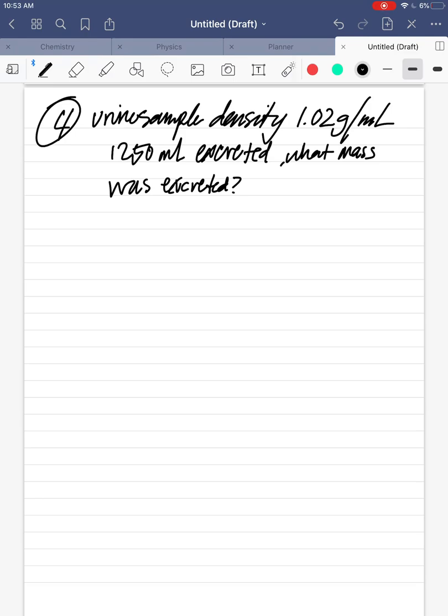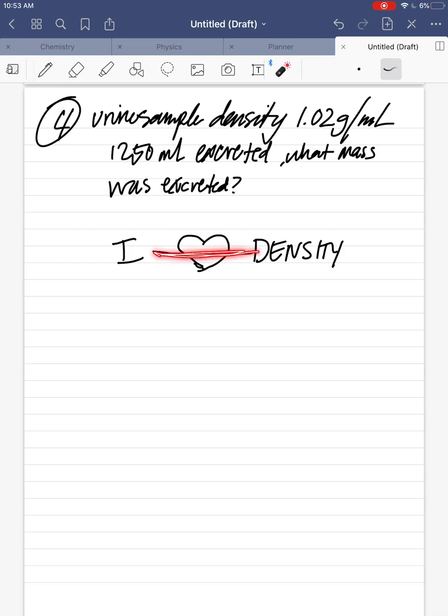Normally when I teach density in physical science, I'll write "I love density." This will help you remember the formula. Well, to be 100% truthful with you, I actually don't love density. If you notice, this line here is a fraction, this looks like an M, this looks like a V. The formula for density is mass divided by volume.